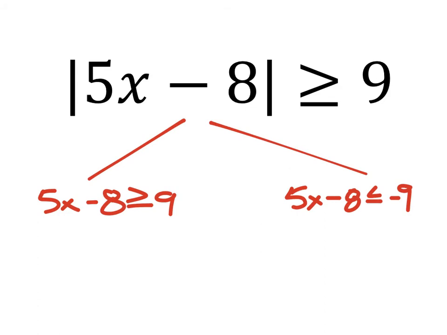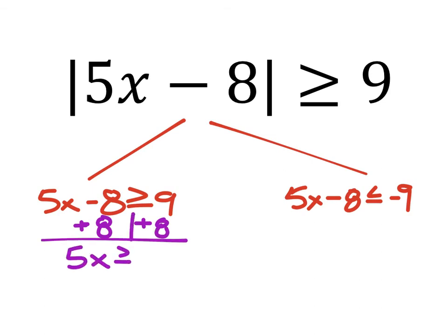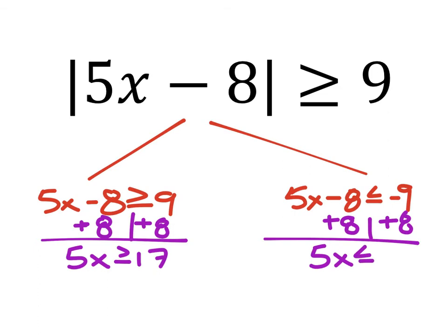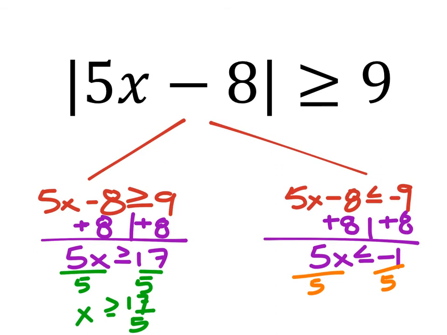Okay, so solving both of these, we'll add the 8 to both sides like this. So again, 5x is greater than or equal to 17 there. Add 8 to both sides on this one. So now I get 5x is less than or equal to negative 1. And divide both sides by 5. So this first one, x is greater than or equal to 17/5. And the one on the right, divide by 5, and it's still dividing by a positive, guys. So it still remains x is less than or equal to negative 1/5.